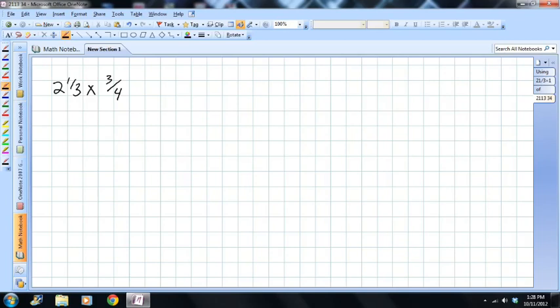The next whole number larger than 2 1/3 is 3. The next whole number larger than 3/4 is 1, and 3 times 1 is 3. So I need 3 rectangles, and each rectangle needs to be 3 units tall and 4 units wide.